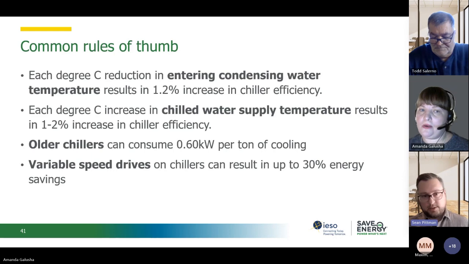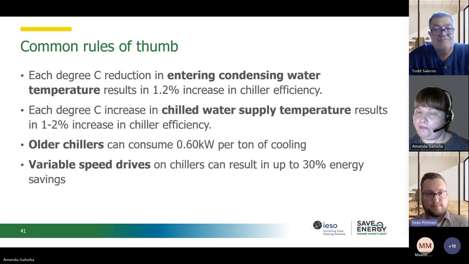Older chillers, just the chiller itself, can consume up to 0.6 kilowatt per ton of cooling. That's pretty easy to hit that high mark. And variable speed drives on chillers can result in up to 30% energy savings. So these are just some broad pieces to guide you in your energy savings estimates.